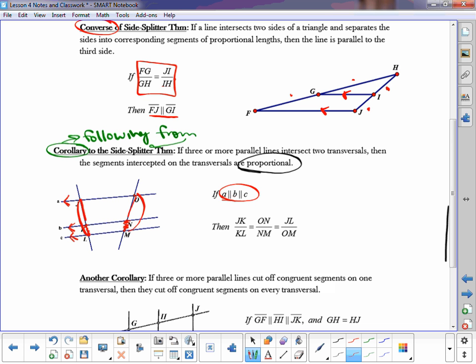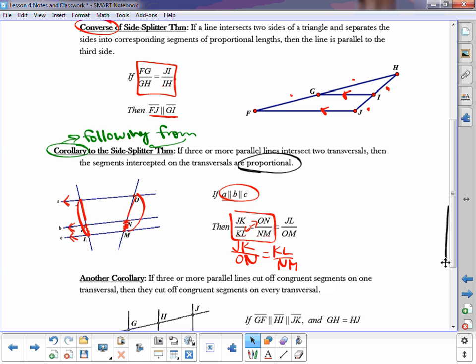And what we know with proportions, we could go and take this proportion here and flip-flop my diagonal and say JK to ON is equal to KL to NM. And that's just going in a different order. So JK to ON is equal to KL to NM. So it's, again, just going in a different pattern, different order with that.